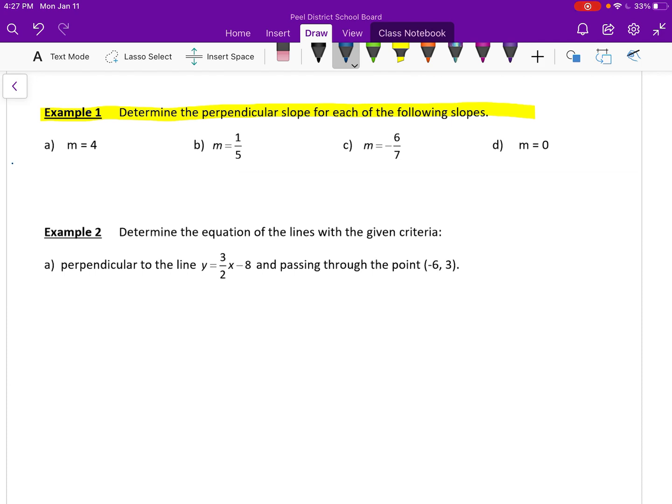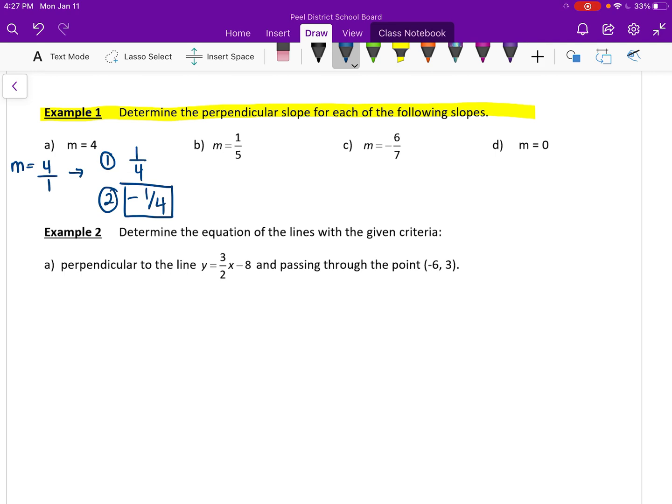So I have my m here equals 4 over 1, and it's asking for determine the perpendicular slope. So I know when I have 4, like a whole number, I can just put it over 1. So I have m equals 4 over 1. So I'm going to do first things first. I'm going to flip the fraction. So I get 1 over 4, and then I'm going to change the sign. So it's a positive sign, so it's going to change to negative 1 over 4, and that is my slope.